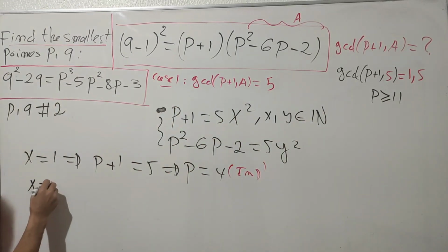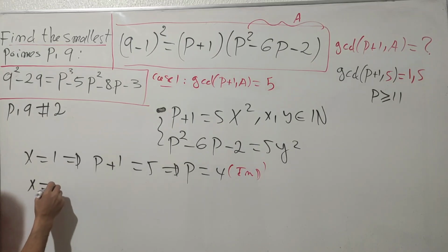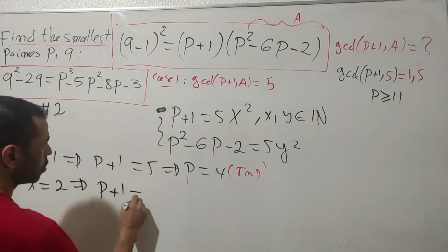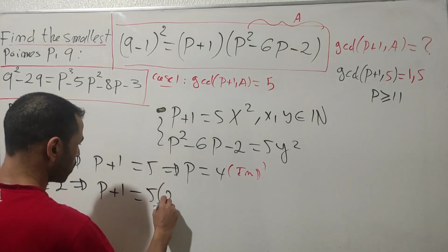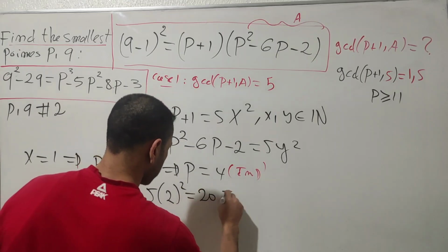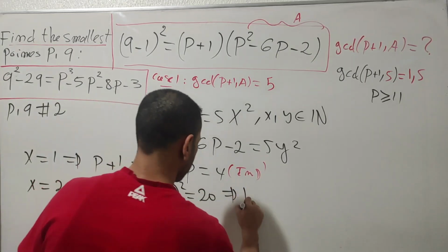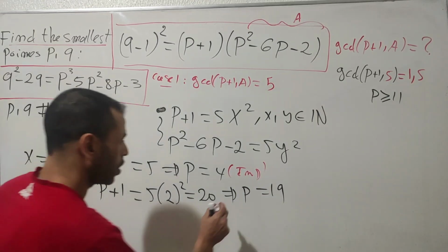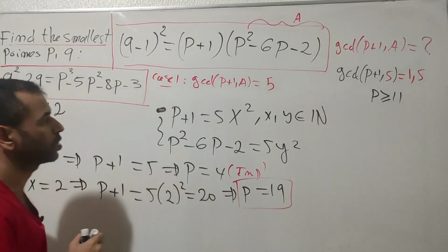So checking the next case, x equals 2 is going to give us p plus number 1 equals 5 multiplied by 2 squared, which equals 20, which means p equals 20 minus number 1, so p equals 19. Now we have determined the smallest value, p equals 19.